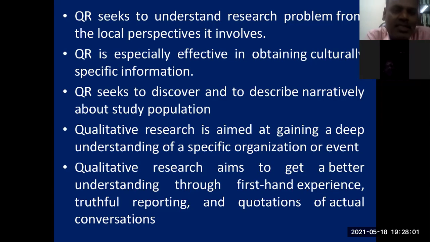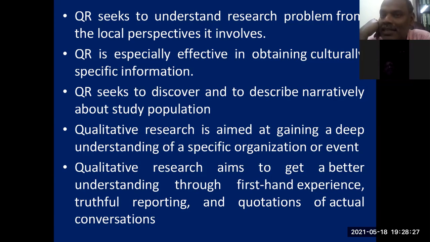Qualitative research seeks to understand the research problem from the local perspective it involves. Mostly, the research problems are deliberately defined by the researcher in a quantitative study, but a qualitative study seeks to understand the research problem from the local perspectives it involves. Qualitative research is especially effective in obtaining culture-specific information.